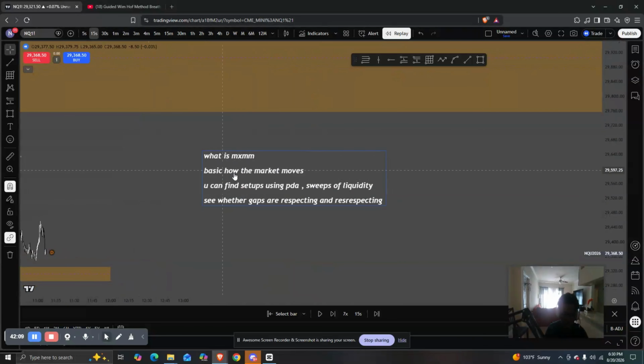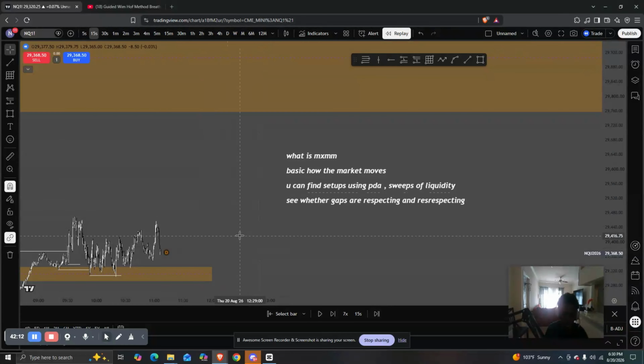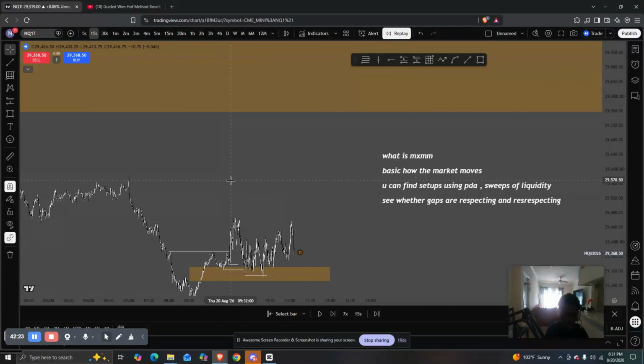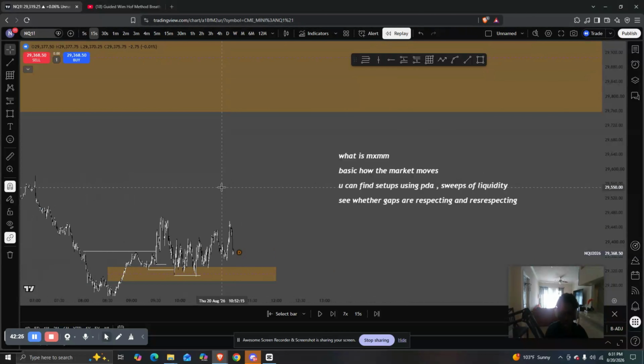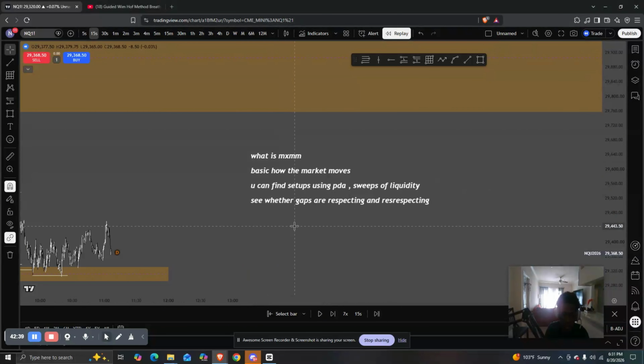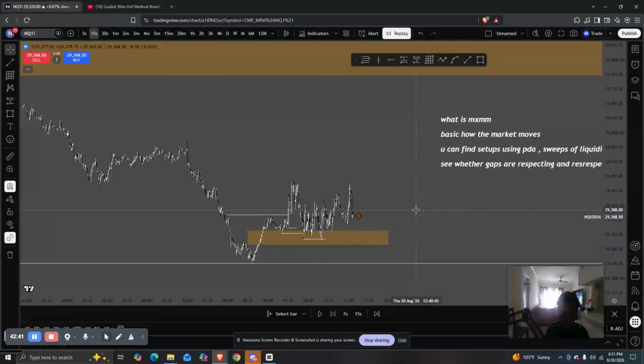So what is MMXM? Basically how the market moves, whether it goes up or down. What could you do to identify these setups? You can see imbalances, liquidity sweeps, PDAs, and see whether gaps are respecting or disrespecting, and use that to target accumulation, preferably near an unmitigated gap, because the gaps hold liquidity. Cool. That's pretty much all I really want to say about this topic. There's not much more to say.